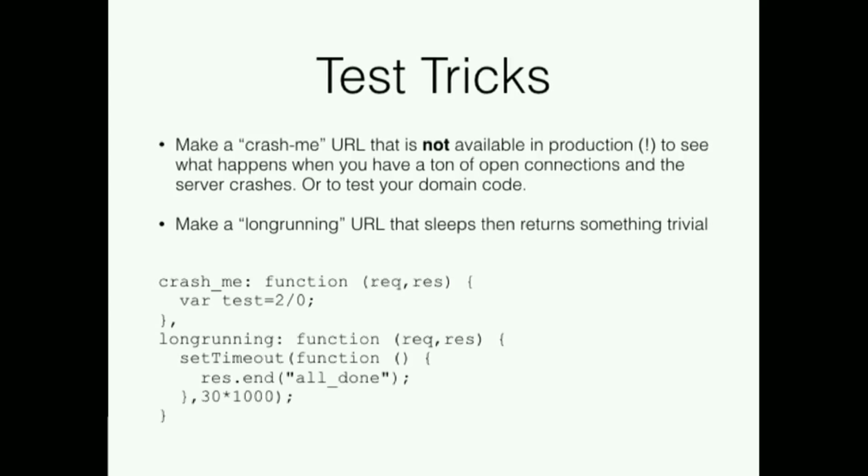And first off, some really nice tricks for testing. If you want to actually see this stuff yourself, make a really simple URL that you can hit, call it something like crash me. Make sure it does not run in production, it only runs in development and test mode. Then make it just force an exception to happen and don't catch it, and watch the server go down. Then also make yourself a long-running URL that just sits there, sleeps 30 seconds, and then says hi. And that's it. Run curl a couple of times against Node, hit the crash me URL, and watch.